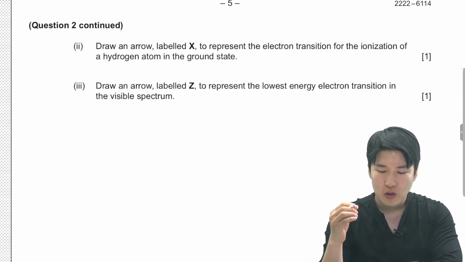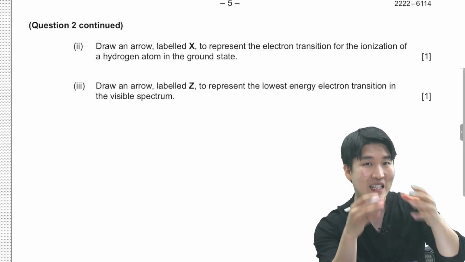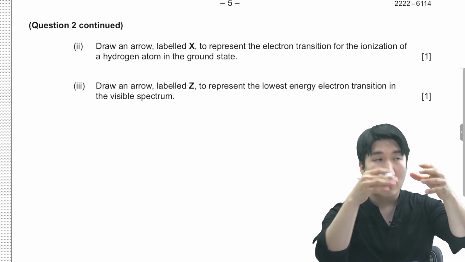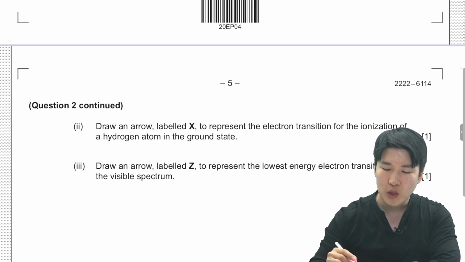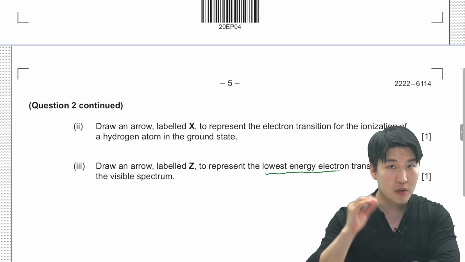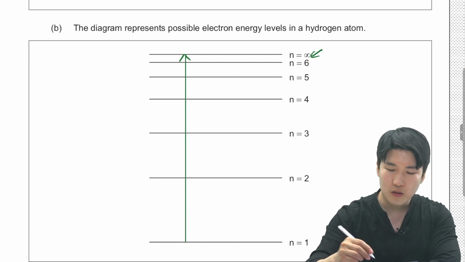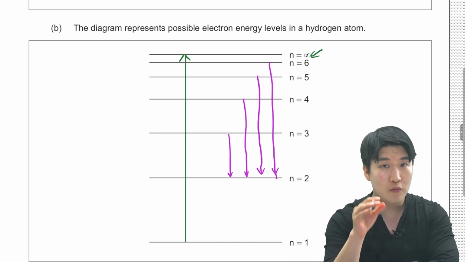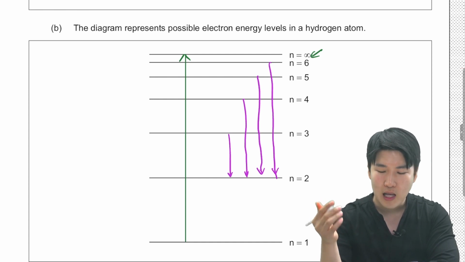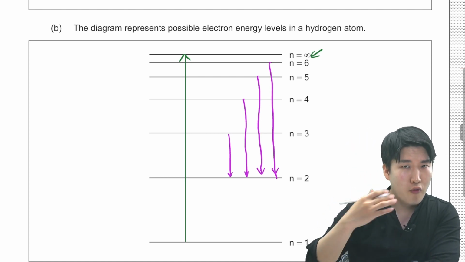Electron transition in the visible spectrum means we have relaxation of an excited electron from n equals 3 or higher to n equals 2. And we are talking about the lowest electron transition. I'm going to color this in a different color. Any of the following relaxations could correspond to visible wavelength. However, we are interested in the lowest energy, which would be the red color.